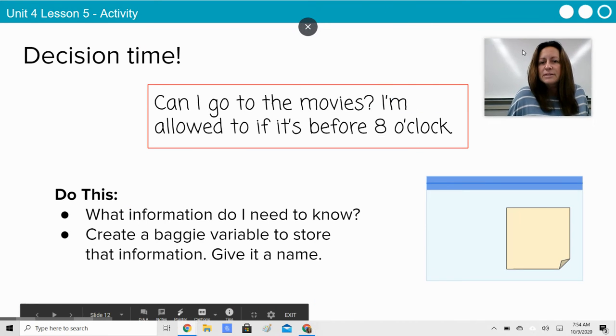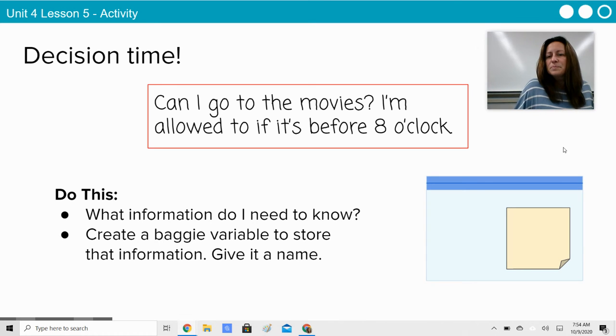All right, let's talk about that decision process that we started off the lesson with. Let's say you have a decision to make. Can I go to the movies? I'm allowed to if it's before 8 o'clock. So when you want to make a decision, you need to think about what information do I need to know? It says create a baggy variable to store that information. Give it a name.